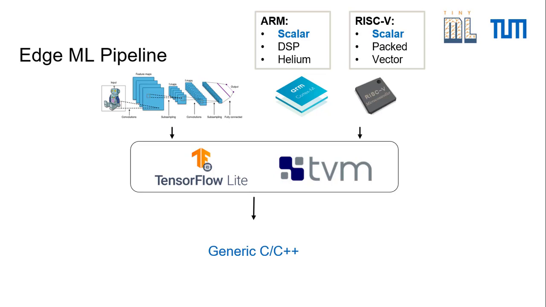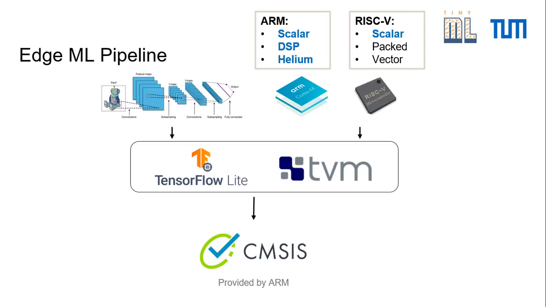The first one would be to use these frameworks to generate generic C or C++ code. This might perform okay for scalar, ARM, or RISC-V architectures. But we probably run into problems if we want to make use of the SIMD features these architectures provide. This is why ARM has proposed or implemented the CMSIS-NN library, which was mentioned this morning, to provide efficient neural network inference kernels for ARM Cortex-M devices implementing the DSP or ARM's vector extension.